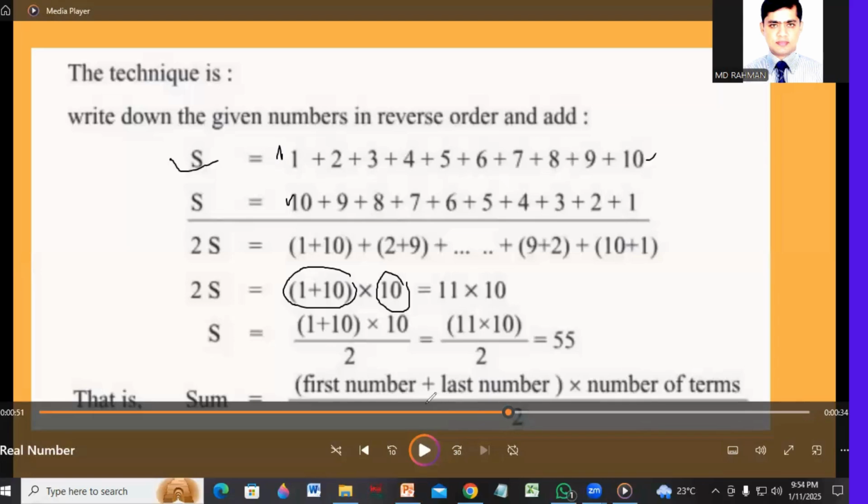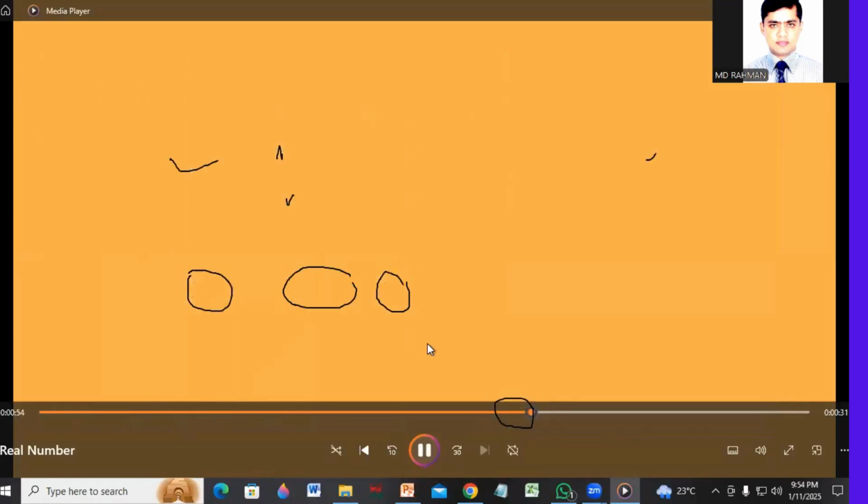Now the question: where do you get the 2? This 2 comes from here. As we are going to find the sum, S denotes the sum, so S equals this one, and 2 will be divided by this number. Okay, I hope you have understood how you will find the sum of consecutive numbers, right? So we have understood consecutive numbers.